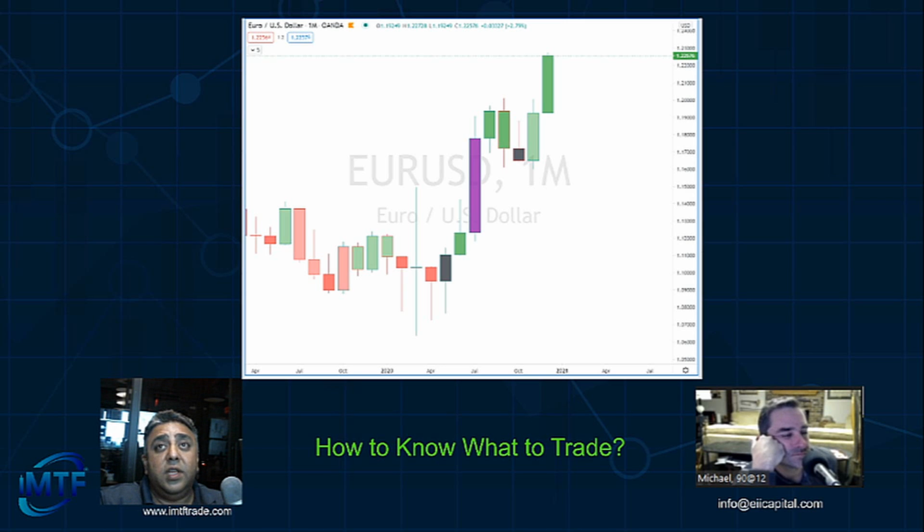You would have entered here. Your stop would have been halfway of the body right there. That's your initial risk. At the end of the bar, this has to close positive. If you're negative at the end of that bar, then you close out your position. You always want to close positive at the end of each bar that you trade.